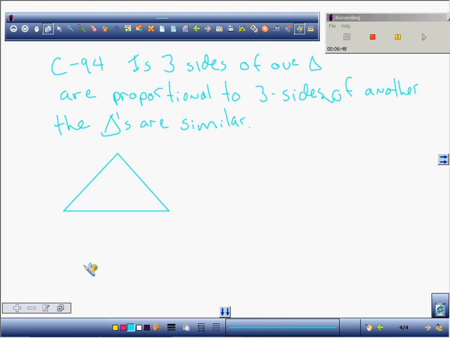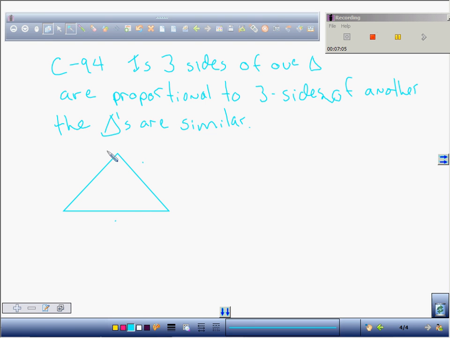Did that go? Look at that. That's good. So this is 5, 4, 8. And then I have another triangle. That's not the one I want. Don't write down those numbers.